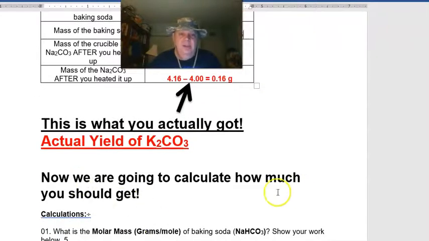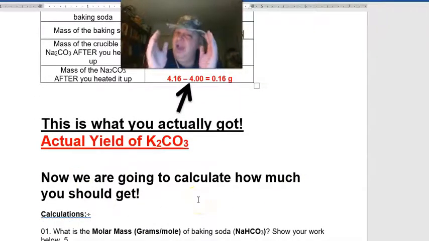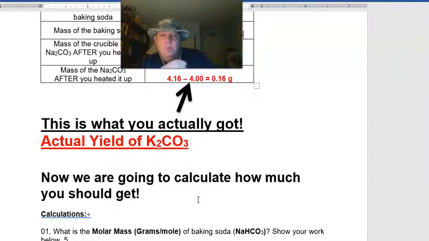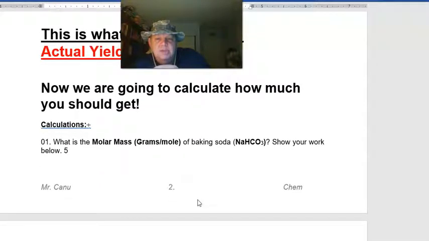Now we're going to calculate how much we should get. Now, guys, if we're saying how much we should get, guess what? That's going to be our theoretical yield. Very important idea. So I broke it down into different steps so you guys can see.